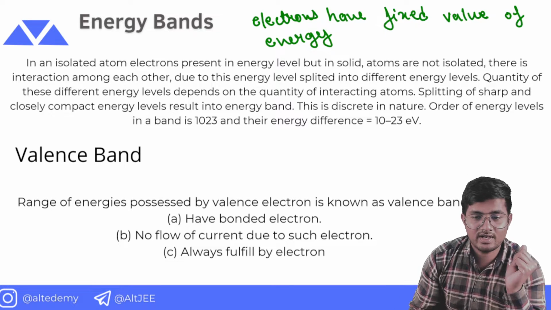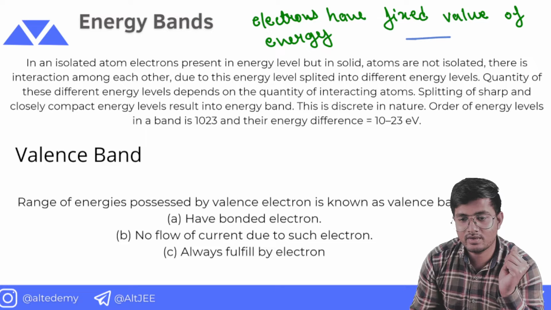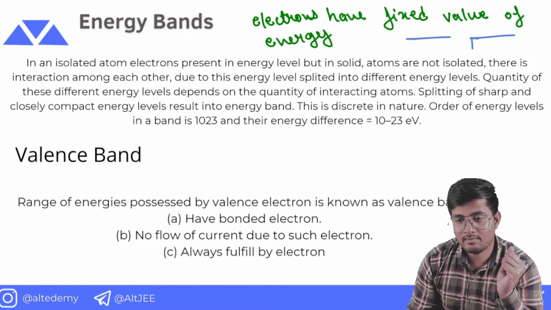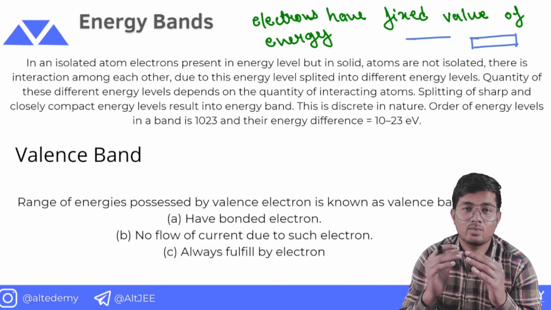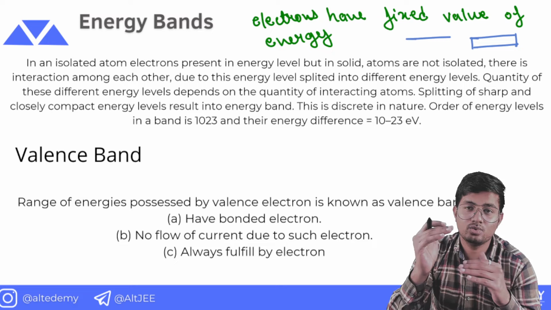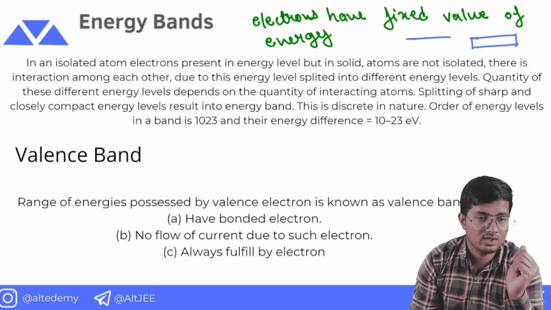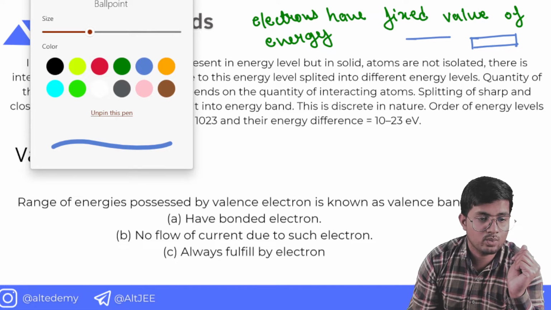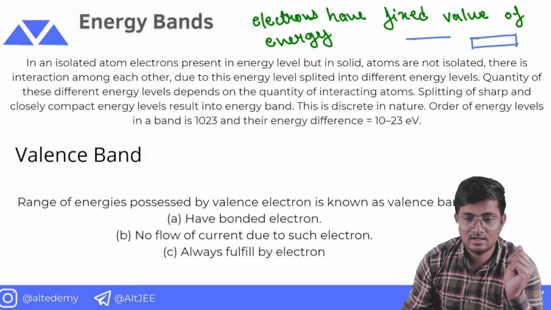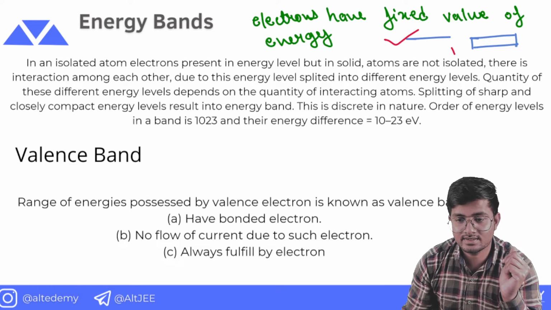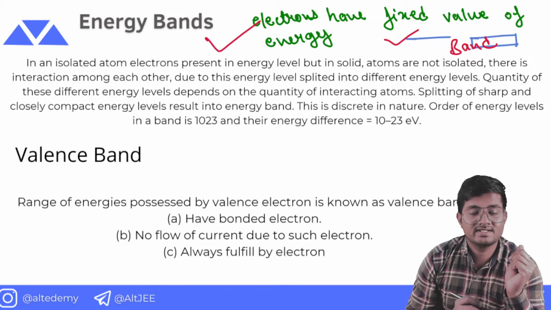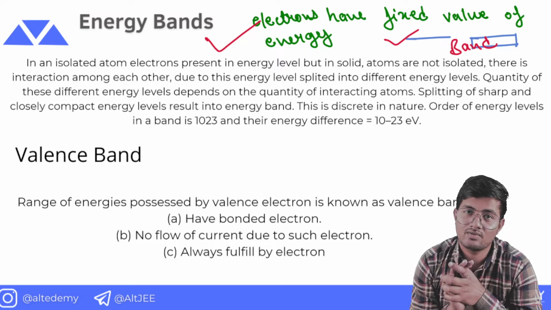there is energy interaction, and due to this energy interaction, if we had a particular value of energy, now this value becomes a band, because some electrons while interacting will gain energy and some will lose energy. So instead of a fixed value, what we will get is a band. This was a fixed value and this is a band. This is a band of energy. So these are energy bands. This is how energy bands are formed.